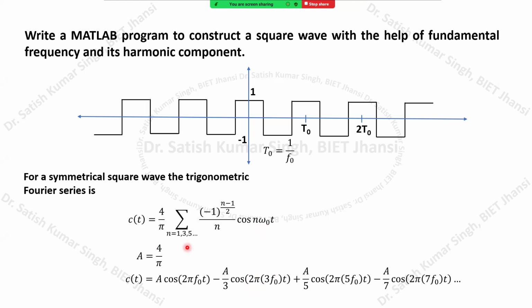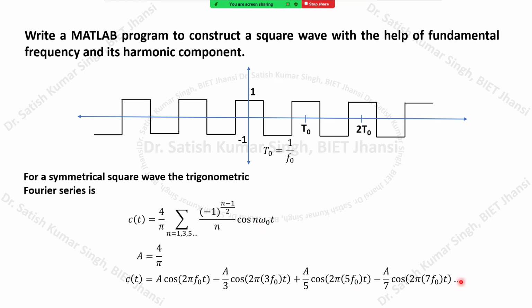Similarly, if you substitute n equals 5, you will find that this sign is going to be positive, and this amplitude will become A upon 5. And here you can find this is cos 2 pi 5 f naught t. Similarly, you will get the rest of the terms. You will find that the sign alternates, positive, negative, and so on. So here it is negative, the next sign will be positive.